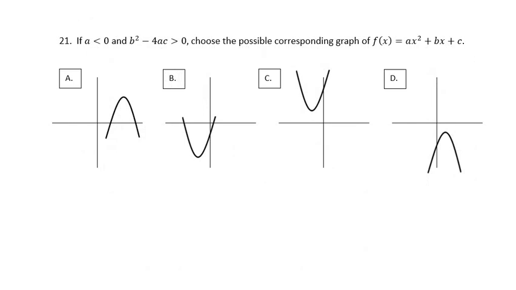In this example, we have a being less than 0, and my discriminant is greater than 0. I'm asked to choose the corresponding graph. If a is less than 0, so a is negative, that means my graph is going to open down. And because my discriminant is greater than 0, I know that I'm going to have real solutions, actually two real solutions. So my graph's going to open down and cross the x-axis in two places, so that is A.